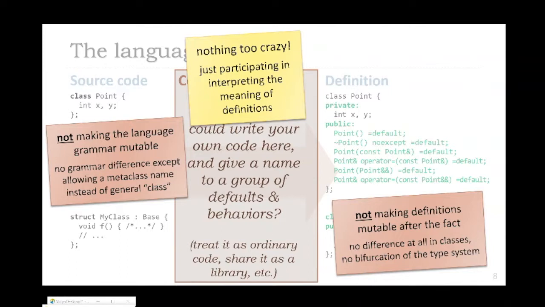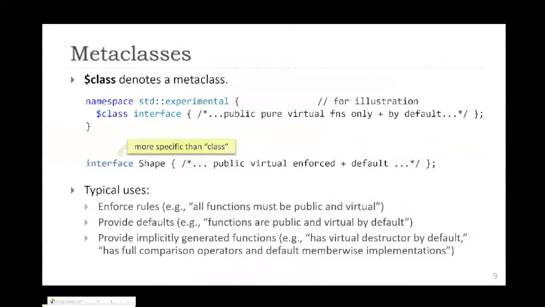And so the idea is, and all of the syntax is still experimental, that you could write something like $class, so a meta class interface. And in there, you would somehow, I'll show you on the next few slides, write the rules that say, hey, all your functions you write are public by default and pure virtual by default, and we're going to enforce you didn't write anything different, things like that.